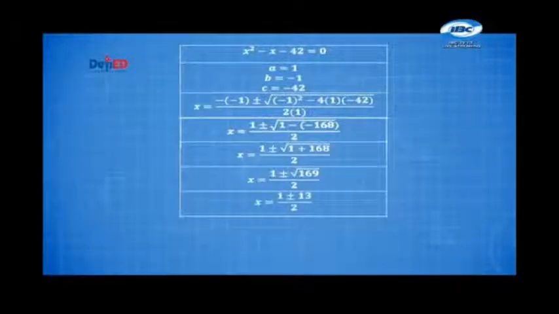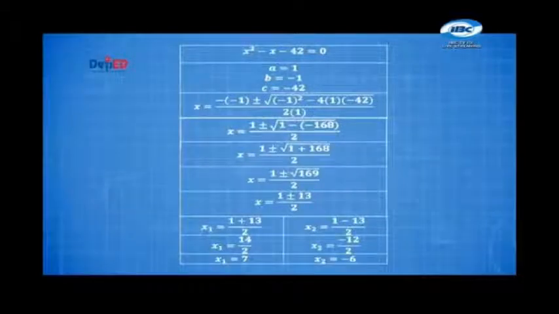The principal root of 169 is 13. Hence, the value of x is simplified further as 1 plus minus 13 all over 2. Then, we break down. X sub 1 equals 1 plus 13 all over 2. X sub 2 equals 1 minus 13 all over 2.